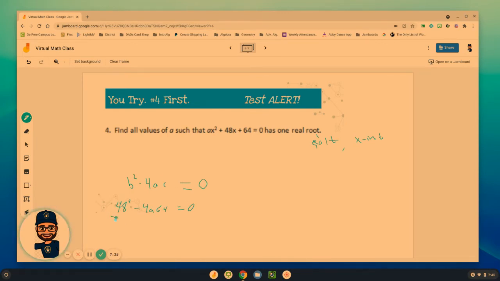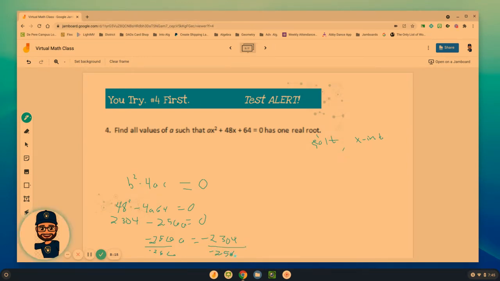And then we need to simplify. 48 squared is 2,304. I can multiply 4 by 64 to get 256a equals 0. Forgot the a value. And now we're really just working backwards to solve for a. I'm going to subtract 2,304, meaning negative 256a equals negative 2,304. And then we would have to divide by negative 256.